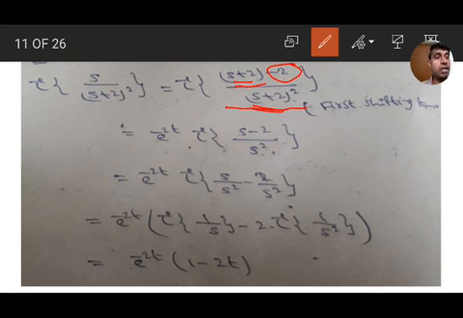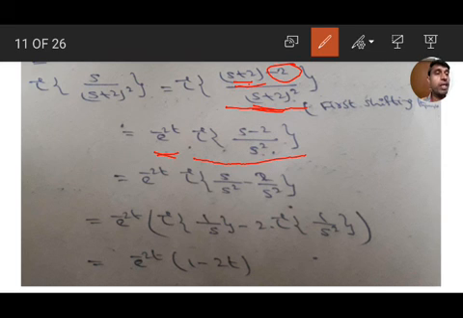So now using the first shifting theorem, L inverse of f bar of s plus a equals e to the power of minus at into L inverse of f bar s. Here a equals 2, therefore e to the power of minus 2t into L inverse of s minus 2 by s square. L inverse of f bar s means in the place of s plus 2 we have to substitute s. So s minus 2 by s square.